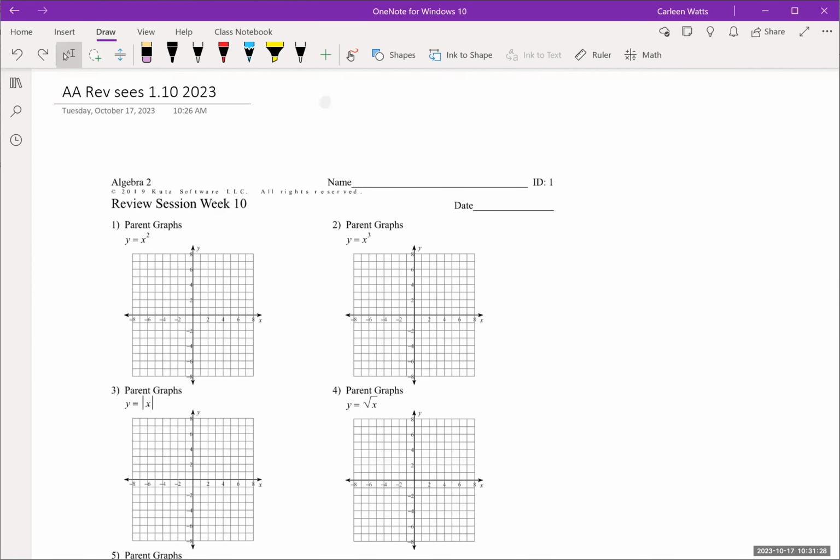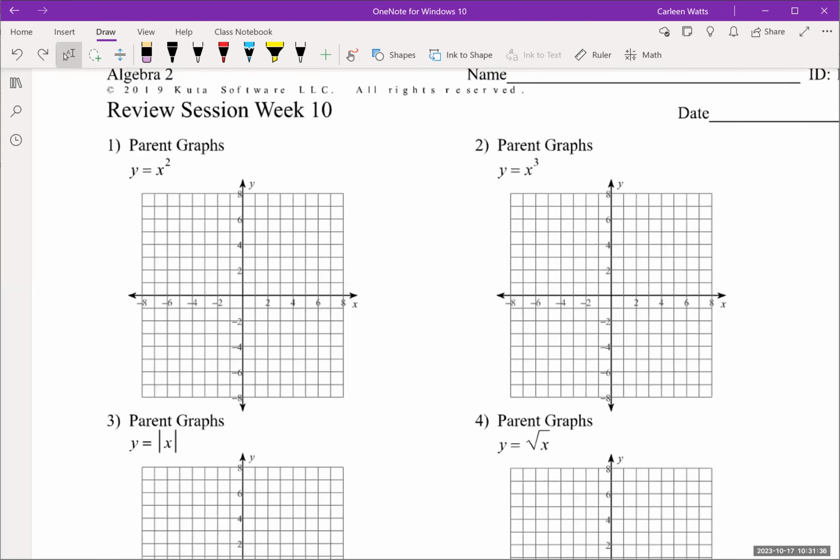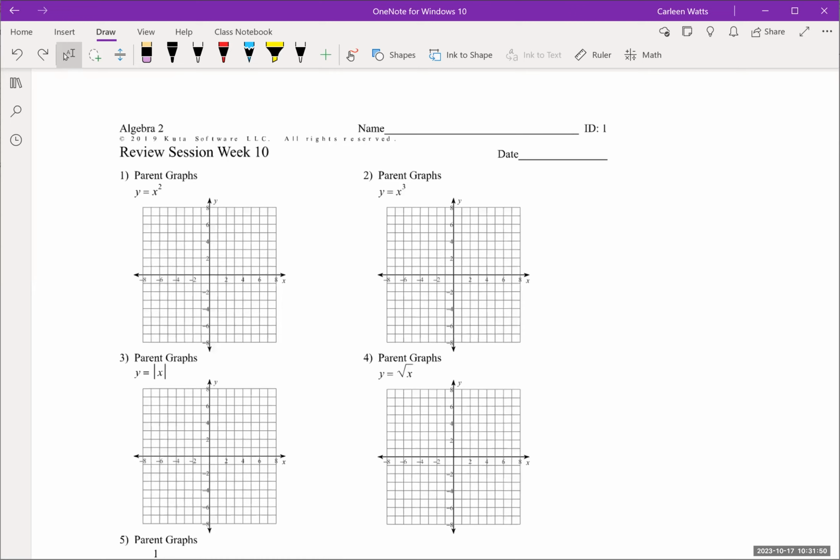Okay, good morning. Welcome to week 10. So we are starting the next unit, which is on graphs. We are going to see a bunch of graphs. We're going to see that they have some differences and some similarities.